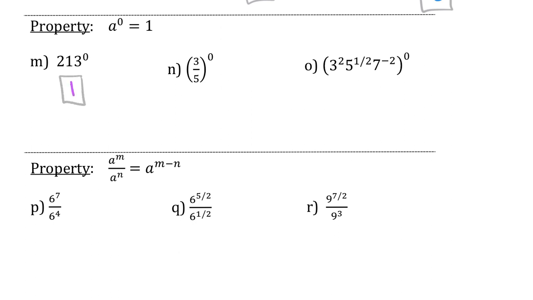Now if I do 3/5 to the 0, I still get 1, because the whole thing's in parentheses. Okay, what if I have 3 squared, 5 to the 1/2, 7 to the negative 2, all to the 0? I could distribute the 0 to each of these things, or I could say this whole thing to the 0 equals 1.